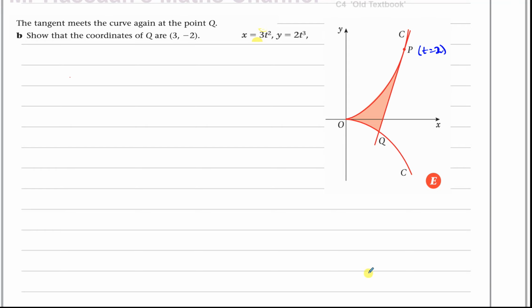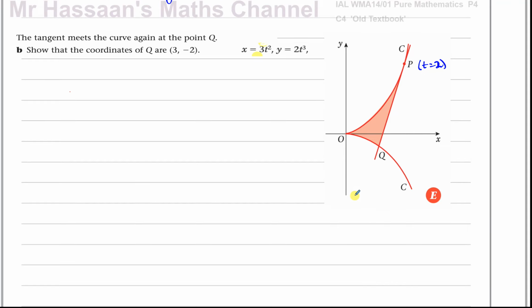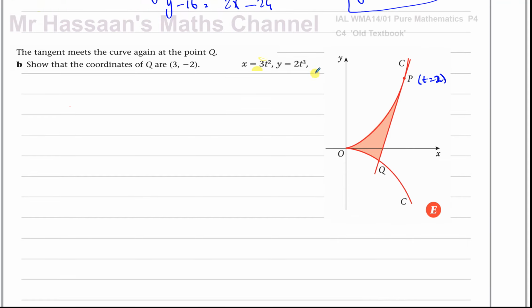When something is a tangent to a curve, it has a special type of root. So let's just write down what we know. Coordinates of point P are 12, 16, and at P, t is equal to 2. And we've got to show that the coordinates of Q are 3, negative 2. This is the Cartesian equation that we're given.